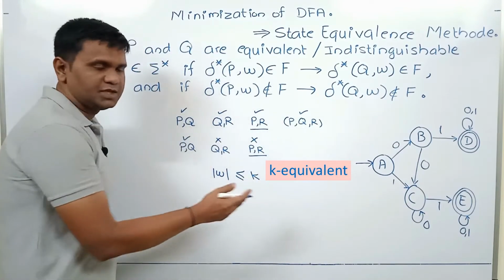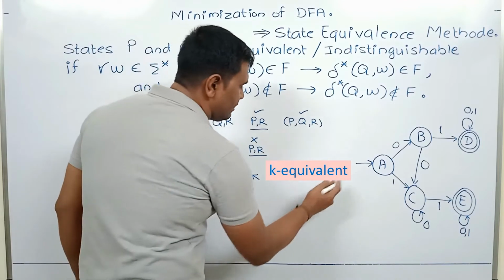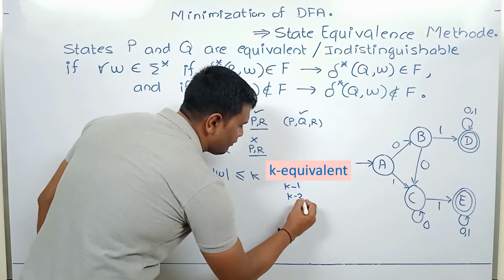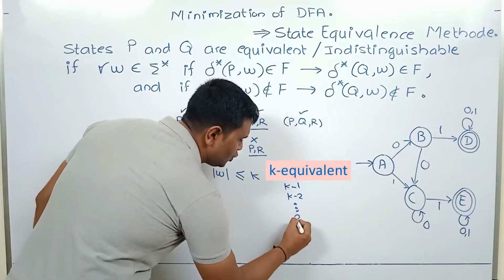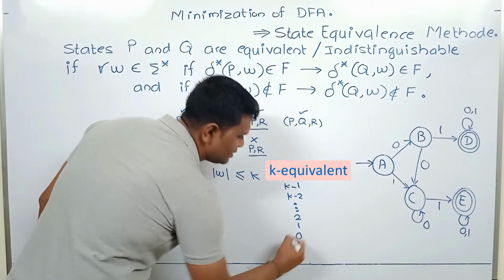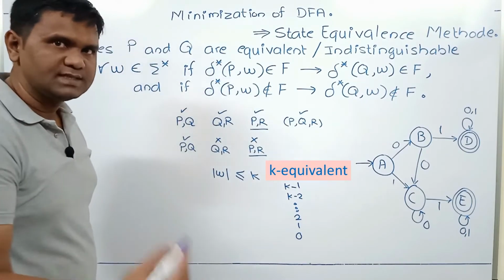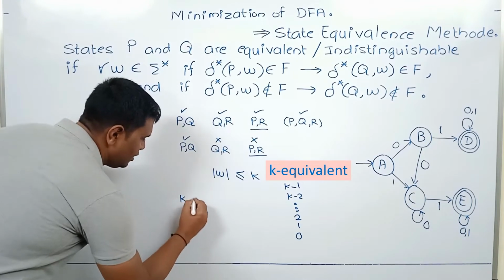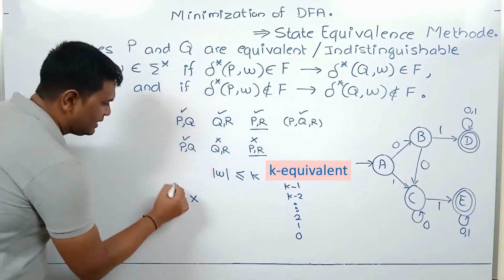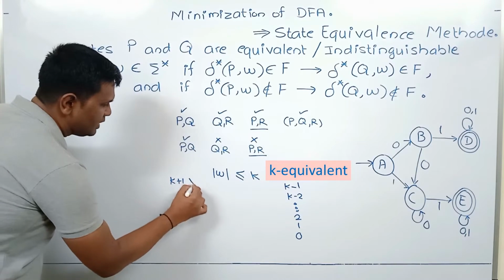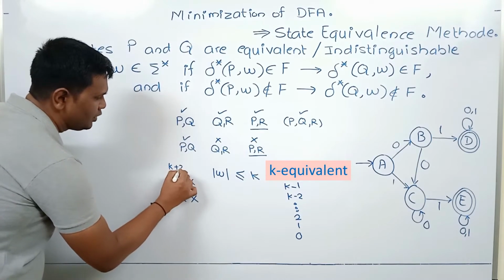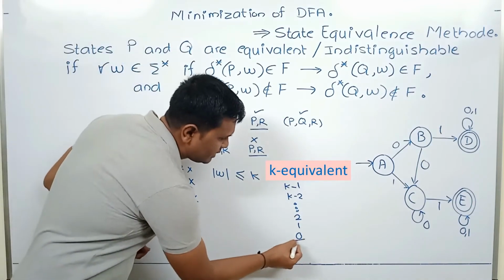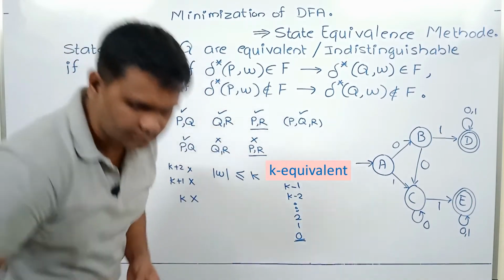Now according to the description, if two states are K equivalent, then they are also K minus 1 equivalent, K minus 2 equivalent, up to 2 equivalent, 1 equivalent and 0 equivalent. On similar lines, if we know that two states are not K equivalent, then they are not K plus 1 equivalent, they are not K plus 2 equivalent and so on. Now what do we mean by 0 equivalent?